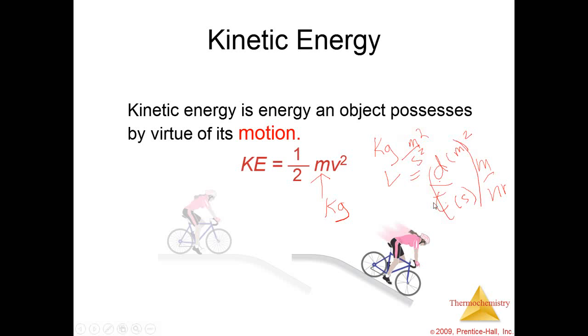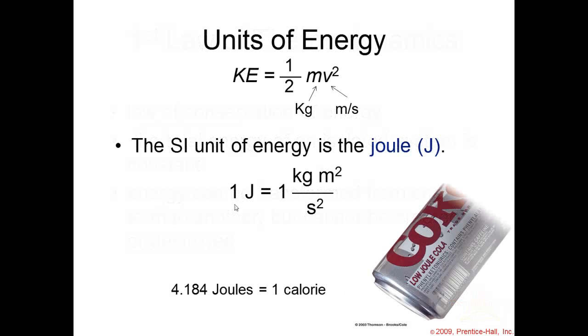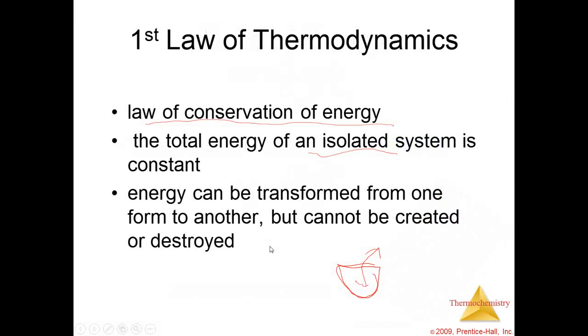Okay. So when we were looking at that animation, we talked about the first law of thermodynamics. The first law of thermodynamics is nothing more than the law of conservation of energy, and the law of conservation of energy says the same thing as the law of conservation of anything: that thing cannot be created or destroyed, right? So the total energy of an isolated system stays constant. Energy can be transformed. We just saw it go from potential to kinetic, but it can't be created or destroyed.